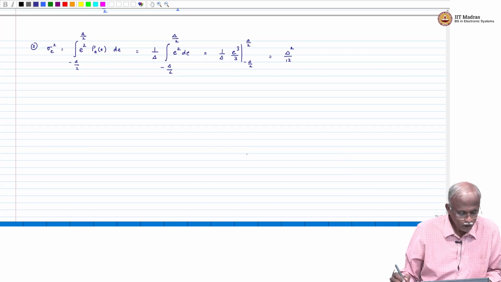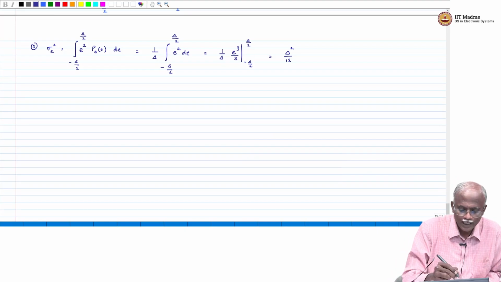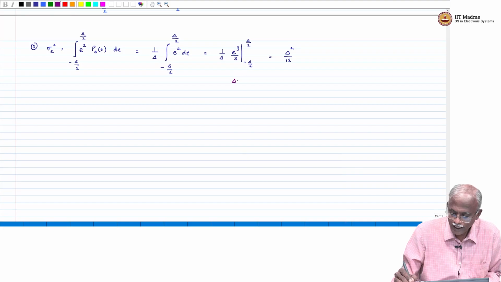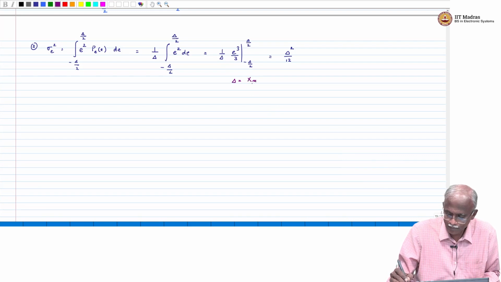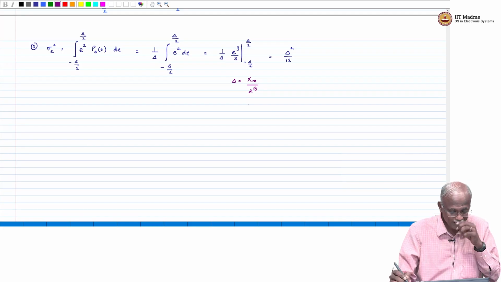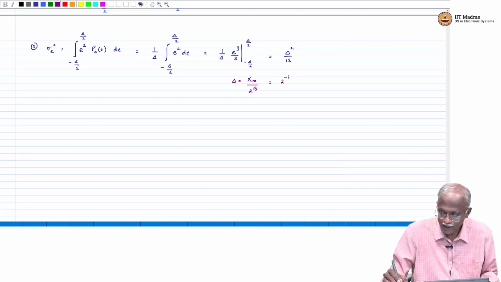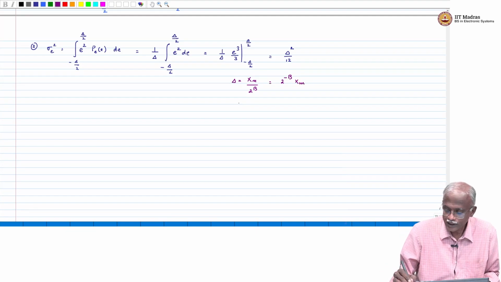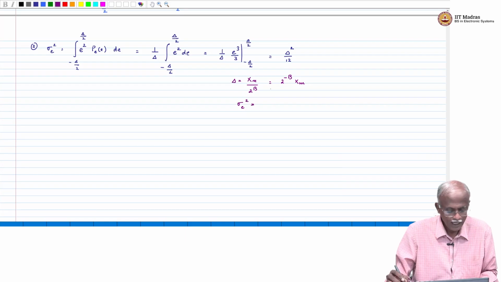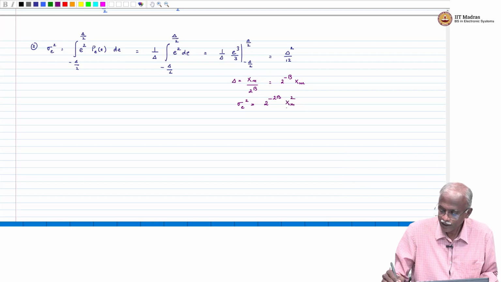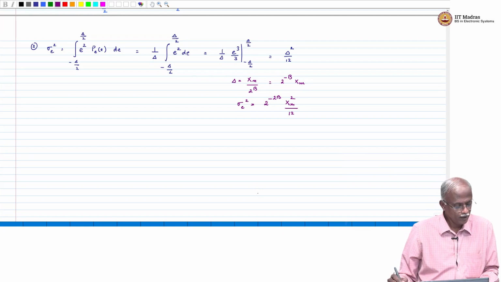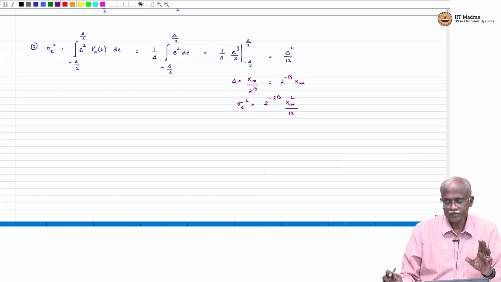So, a very important result. Now if you go back and look at that expression, we said that delta was equal to x_m divided by 2 power b, am I right? So this can be written as 2 power minus b times x_m. So sigma e squared can be written as 2 power minus 2b, because you have to square delta, times x_m squared, divided by 12. I hope you are comfortable with this expression.